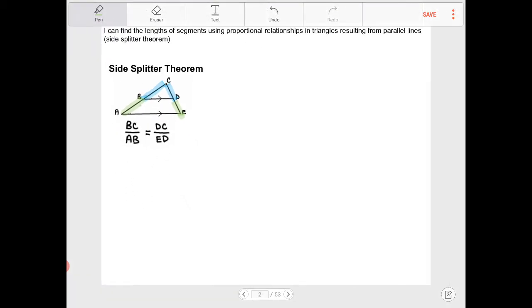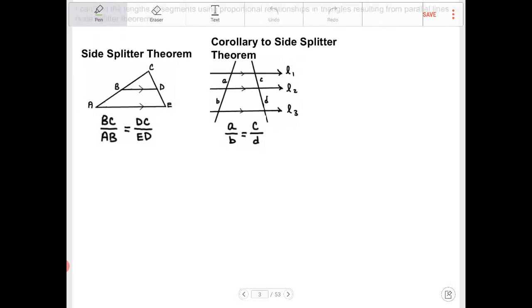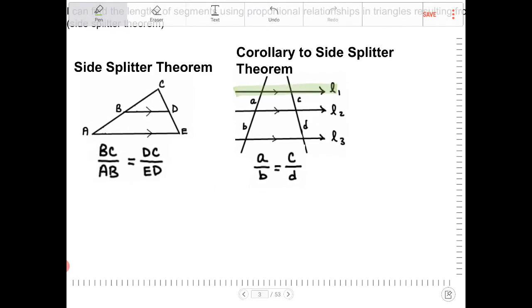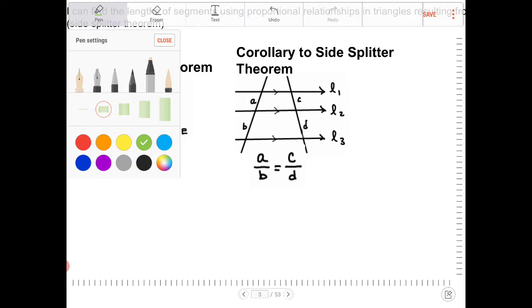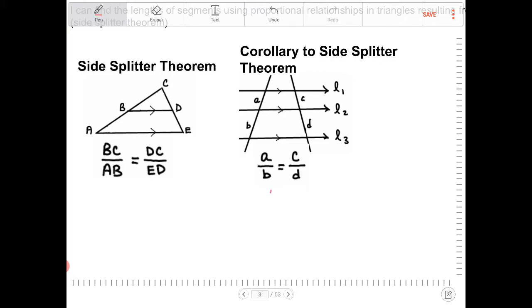Let's take a look at a corollary of this, another idea that stems from it and is also useful. If you have any number of parallel lines cut by two different transversals, then it can be shown that the parts of the transversals that are broken up are proportional to one another. So I can say A over B is to C over D. Similarly, this is also true: I can say A over C is to B over D.